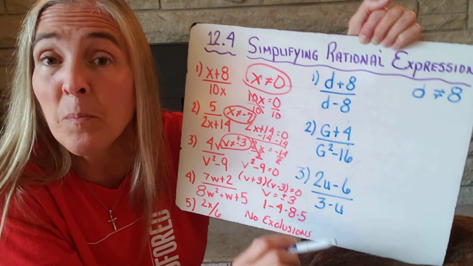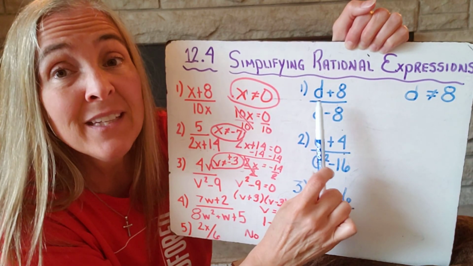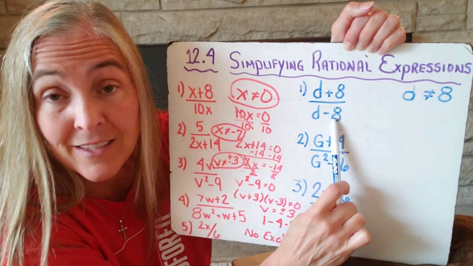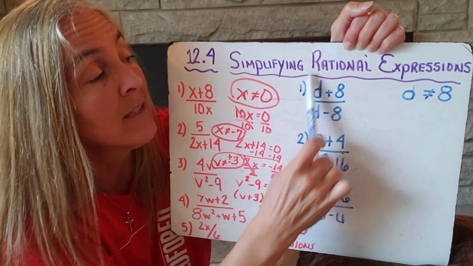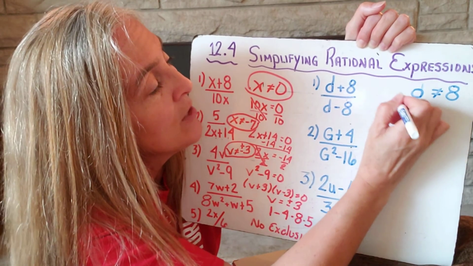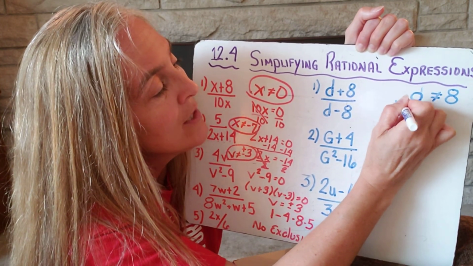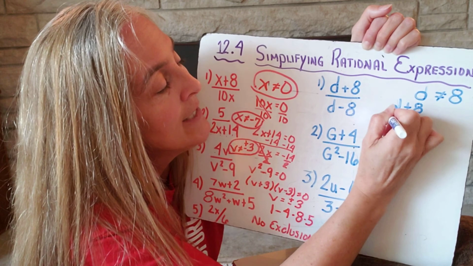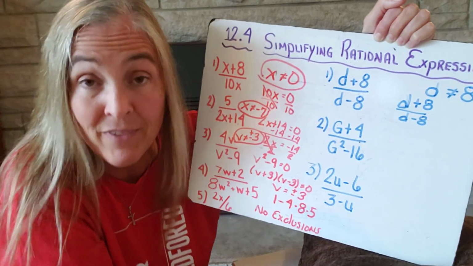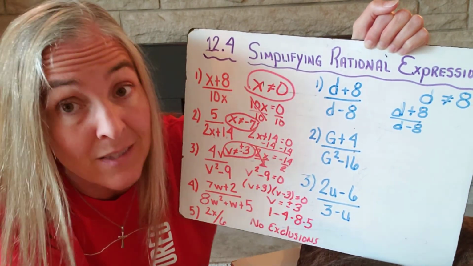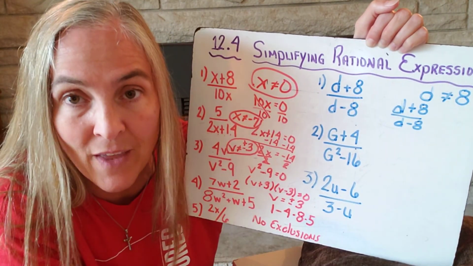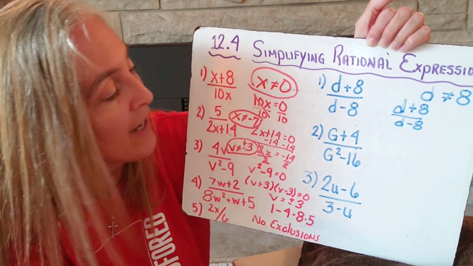And then as I go to simplify this, remember this D is attached to an 8. This D is attached to a negative 8. So we cannot simplify this at all. So my simplified answer is going to be D plus 8 over D minus 8. Now, as you can imagine, that's not going to happen very often. Usually you're going to have things to simplify. But just to let you know, not every fraction that you see can be simplified.